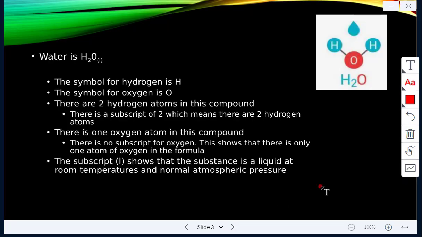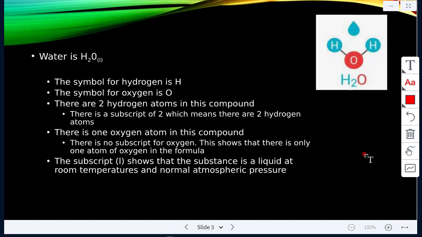All right, so here again, we're just looking at water. The symbol for hydrogen is H. You would use your periodic table to find out what the H represents. In this case, you probably already know the H is the symbol for hydrogen, and the O is the symbol for oxygen. There's also a little bracket here with a little lowercase l, and that actually represents liquid, and we'll go through that a little bit later in the next couple slides.